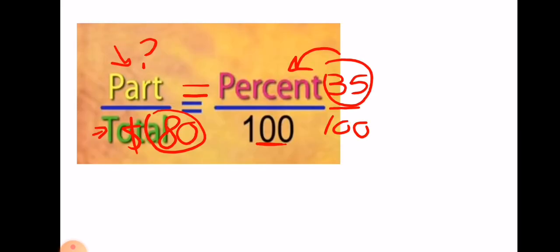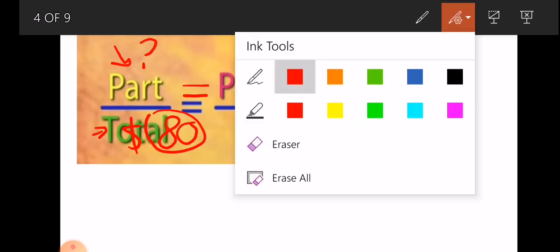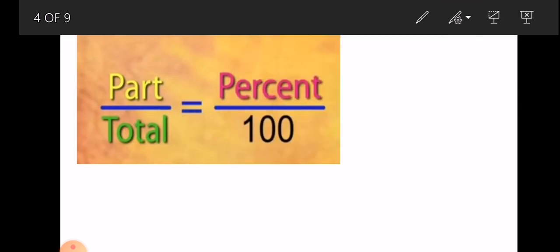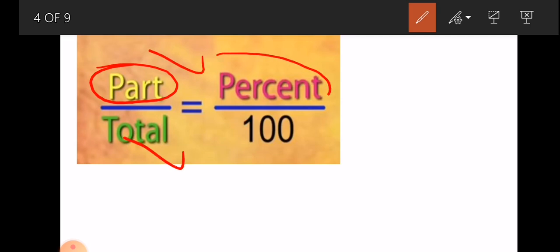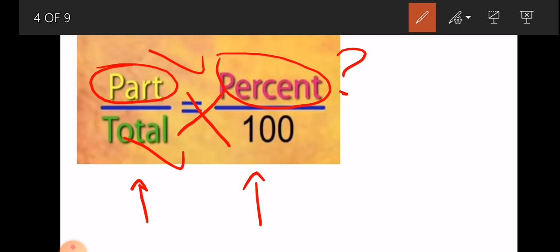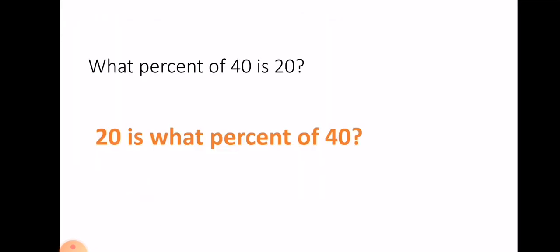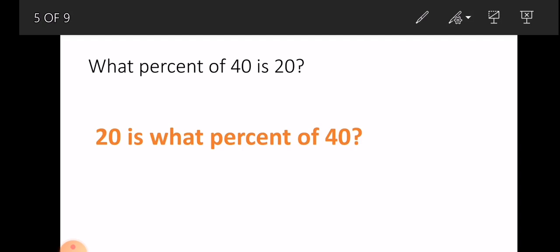So I want you to remember this rule because it will help us to solve today. The part over the total is equal to the percent over 100. We explained before the case when the part is missing, like the previous question. And in today's lesson, I will have the part, I will have the total, but the percent will be missing. How can I get it? I will write my proportion also, and I will make cross multiplication. Let's see an example. Sometimes I can ask you, what percent of 40 is 20?